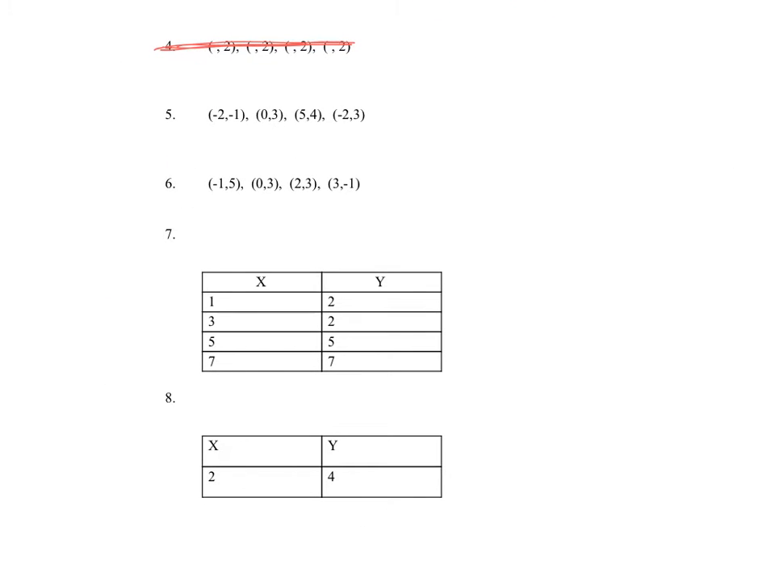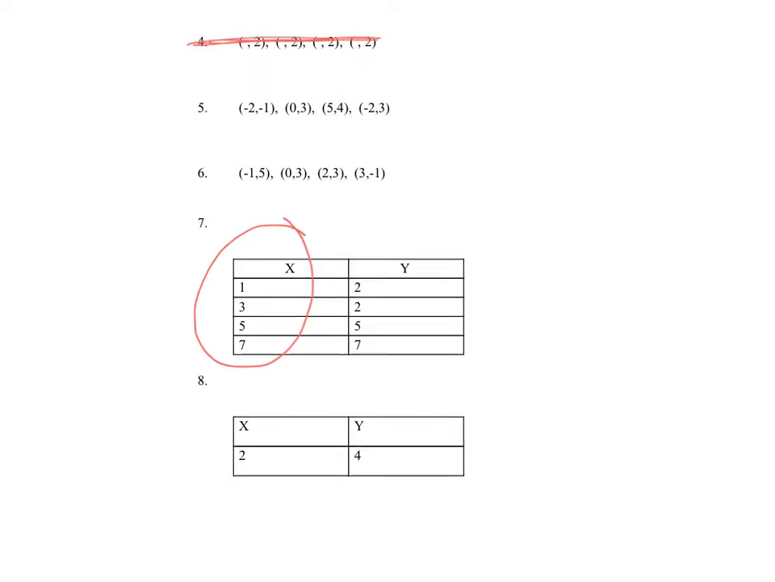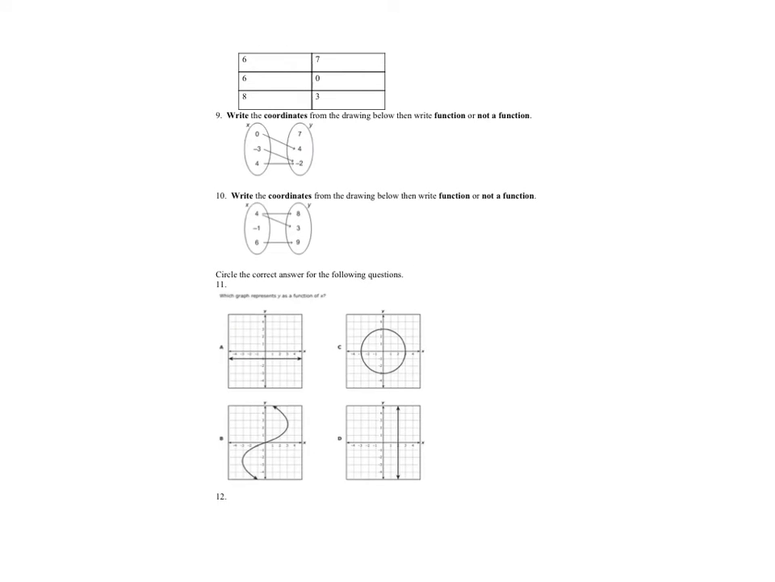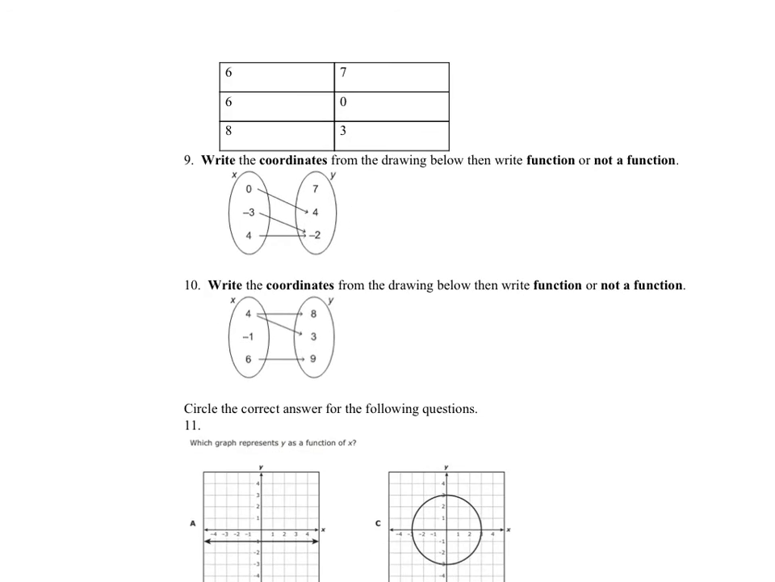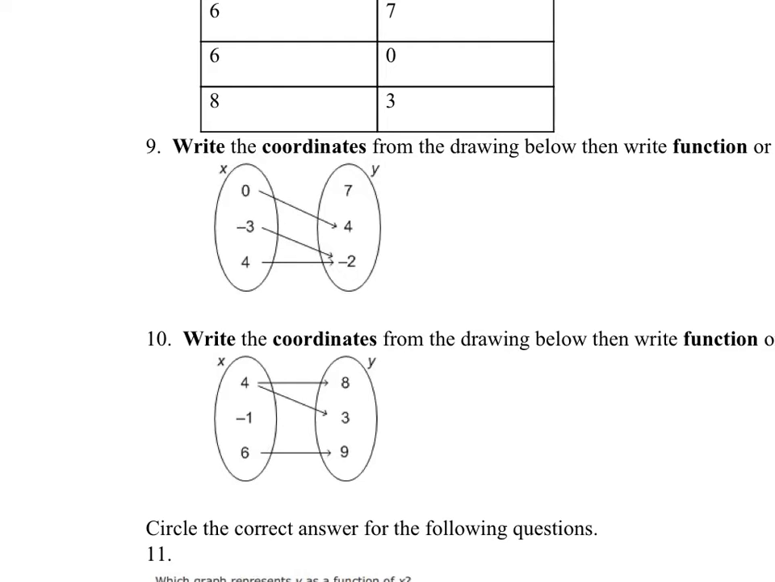If we're looking at a table, same thing. You're just looking at your x values to see if they repeat. If we have a map like this, we want to make sure that the x values don't repeat.